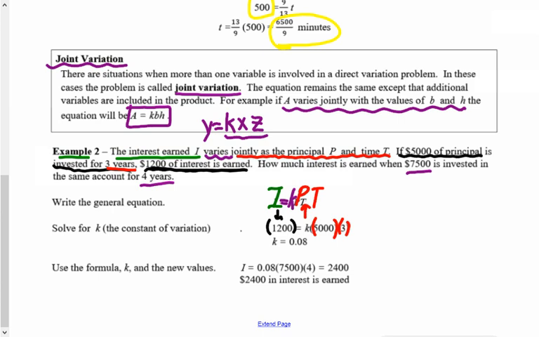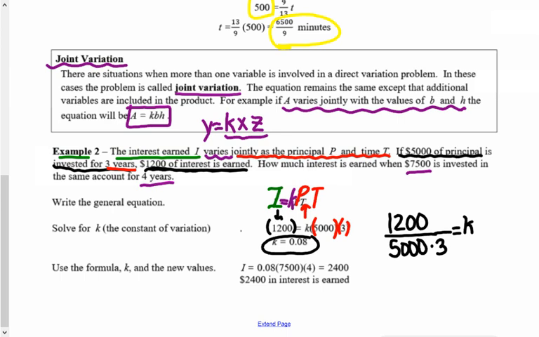I plug in $1,200. My only letter left is k. So I would have my 1,200. I would divide the 5,000 to move that over to the left. And I would also divide the 3 over to move that to the left. And when I put this into my calculator to simplify, I get k is equal to 0.08. I don't want to round any numbers for k. I always want to keep the entire decimal or fraction. All right, so that's my k.